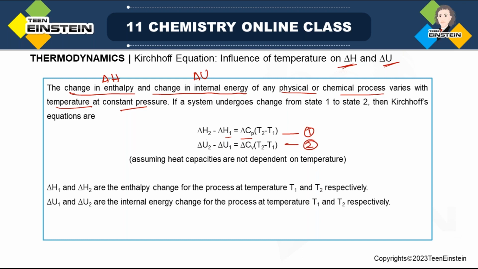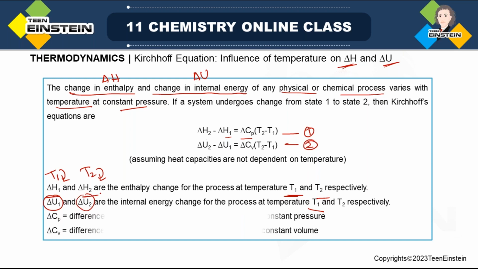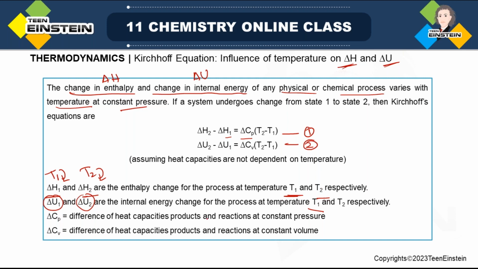So what are all these? There are different quantities. Del H1, del H2 are the enthalpy change for the process at temperature T1, T2 respectively. So this is at T1, this is at T2. Similarly, del U1, del U2 are the internal energy change for the process at temperature T1 and T2 respectively. Del Cp is the difference in heat capacities of products and reactants at constant pressure.